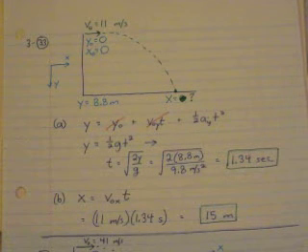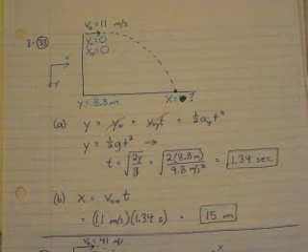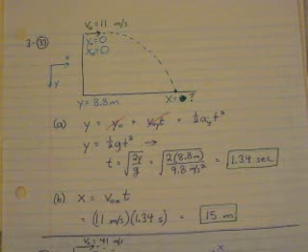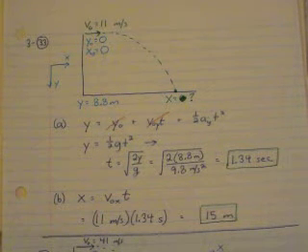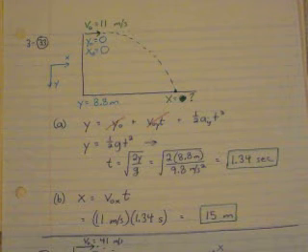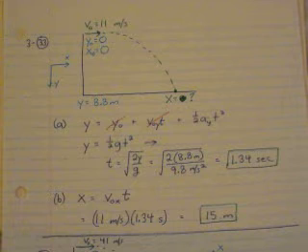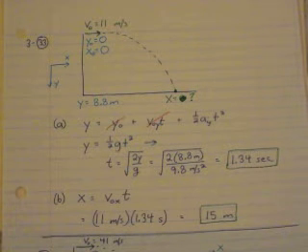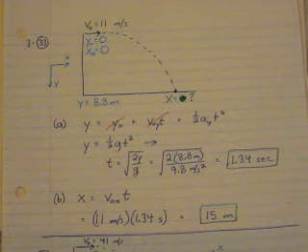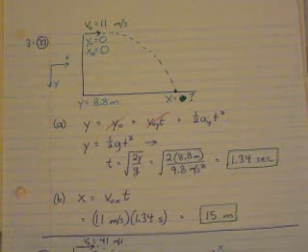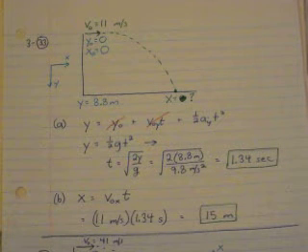It's tossed horizontally, so theta naught is going to be 0 degrees, off an 8.8 meter high roof at 11 meters per second. How much time to reach the ground? How far does it move horizontally? So the time question, this is going to be just like the previous problem with the apples and the peach.